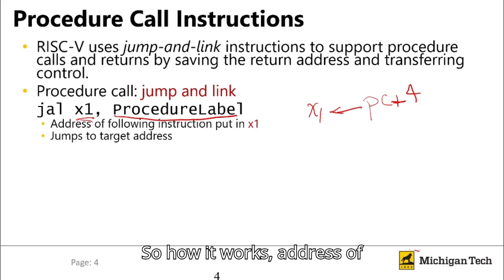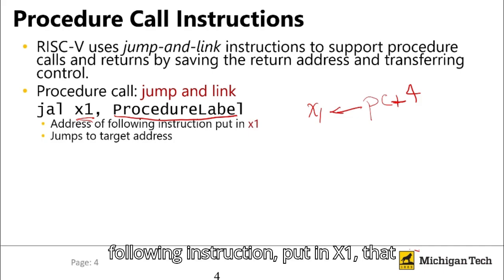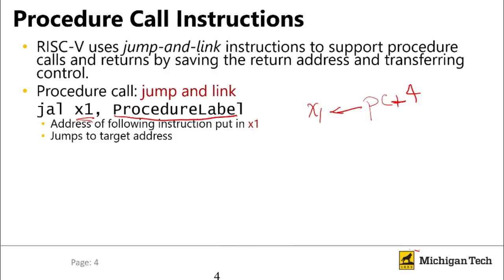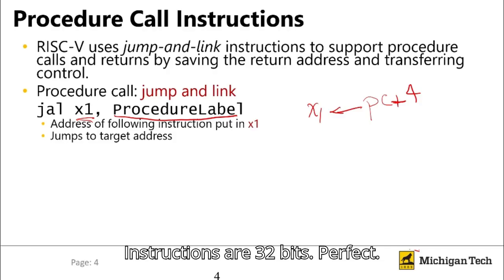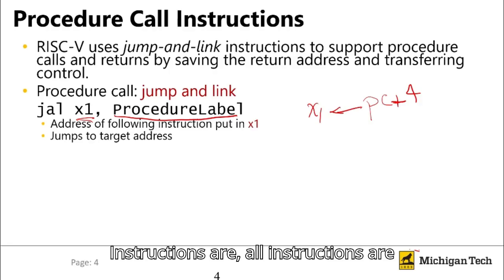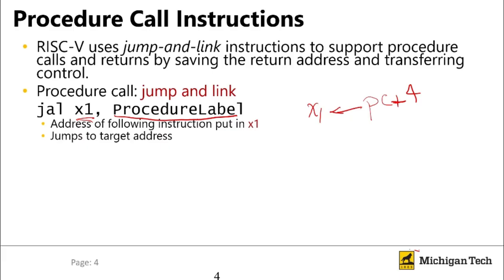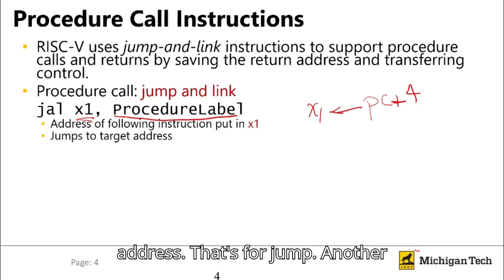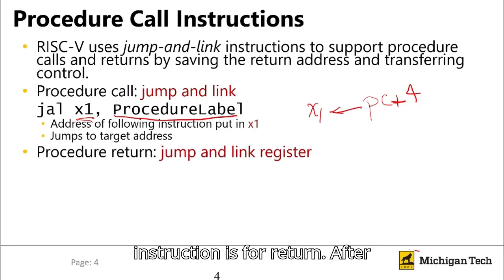So how it works: the address of the following instruction is put in x1, that is program counter plus 4. Why 4? Why 4, not 8? Instructions are 32 bits. Yeah, perfect. All instructions are 32 bits in this machine, the RISC-V structure. So we add that by 4, put it in x1 and jump to the target address. That's for jump.